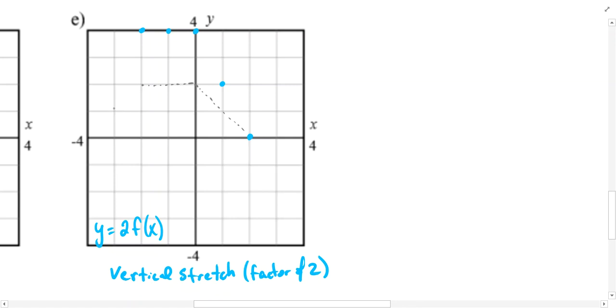We're not changing the x values at all because there is no horizontal component to this transformation. We simply have a vertical stretch on account of the a value that's sitting on the exterior. If I were to connect these points with a line, then the resulting graph would look something like this.